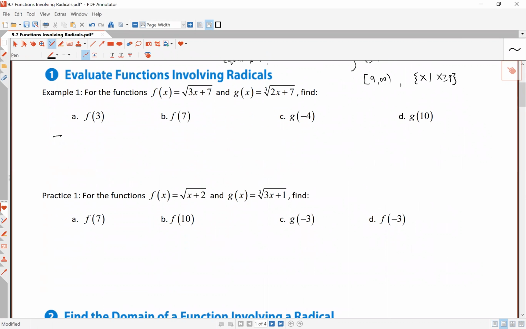F of 3 is calling for the square rooting function. It says to take its input, multiply by 3, and add 7. 3 times 3 is 9, plus 7 is 16, and the square root of 16 is 4.